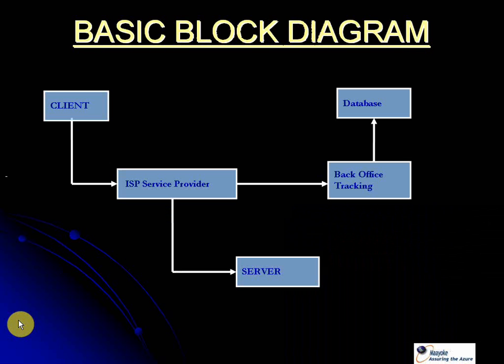This is the block diagram representing the project. The client requests a file from the server through the ISP service provider. So it will check whether the file is in the database. If it is there in the database, it will provide the file.